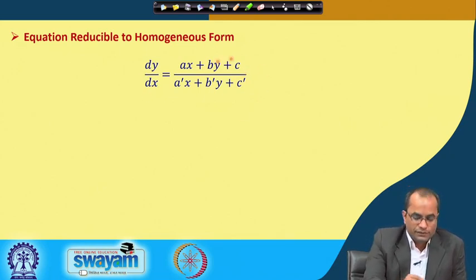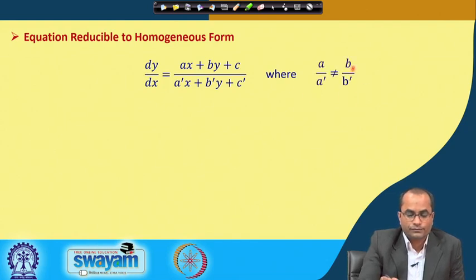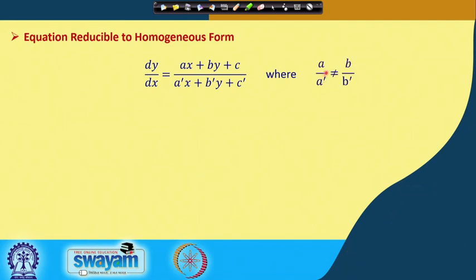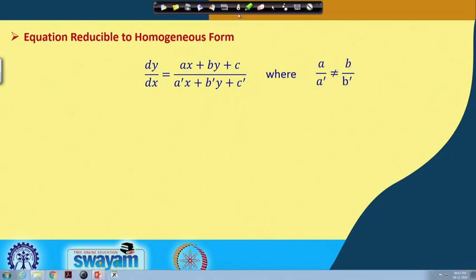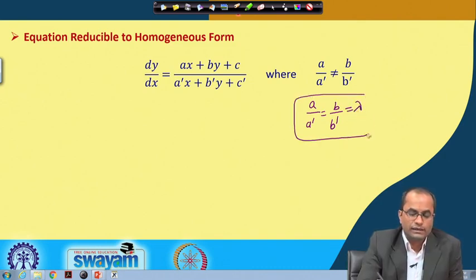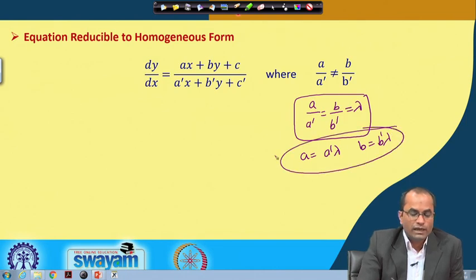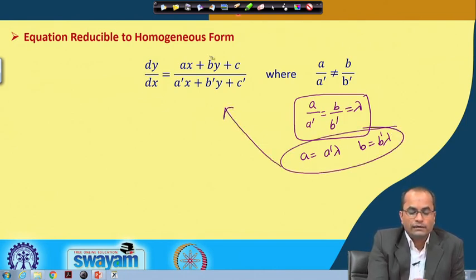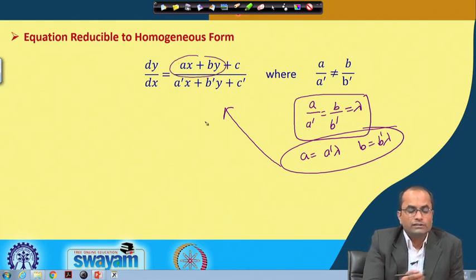So, when the equation is given in this form, together with the condition that a over a prime is not equal to b over b prime, because if this ratio is equal, then we can assume, let us say, lambda, and then a is equal to a prime lambda and also b is equal to b prime lambda. Then what will happen when we have this relation and substitute it, is that this will become a function of, so either we replace a or we replace a prime.